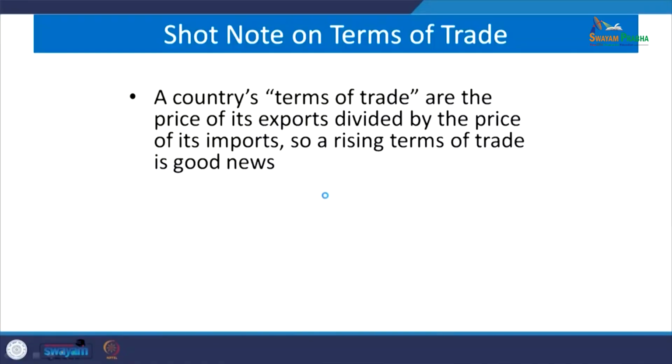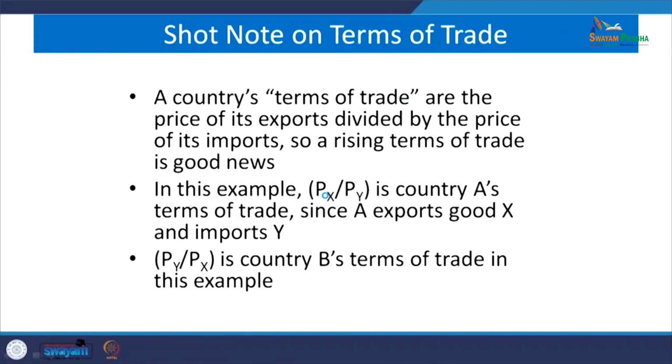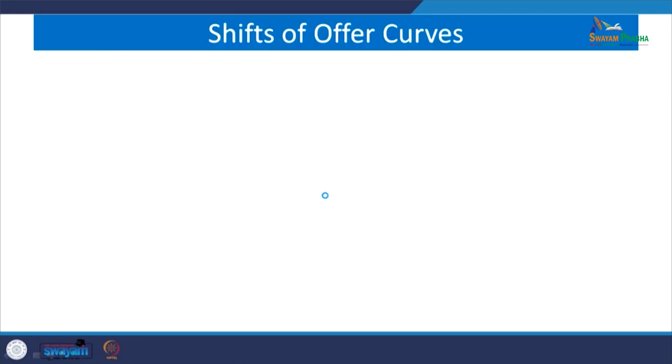So, what are the interpretations? In short, a country's terms of trade are the prices of its exports divided by the price of its imports. A rising terms of trade is good news for the concerned country. Take country A's terms of trade as an example: country A exports X and imports Y. If Py by Px is country B's terms of trade, just the reverse is true. As A's terms of trade improves, B's terms of trade must be deteriorating, and vice versa, which I already explained.